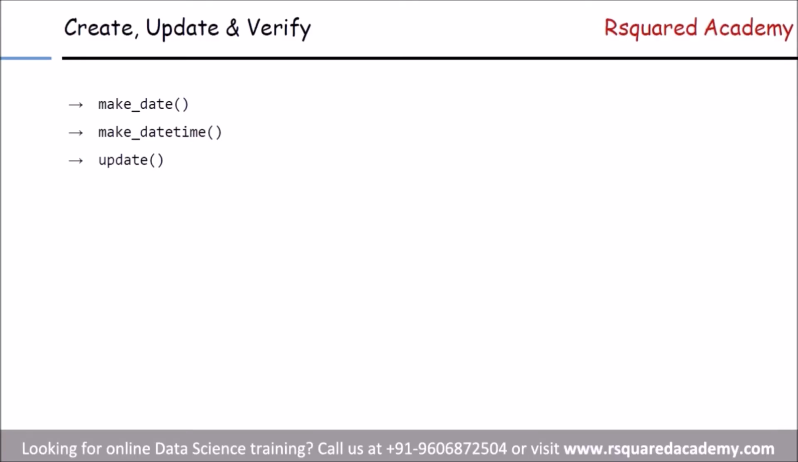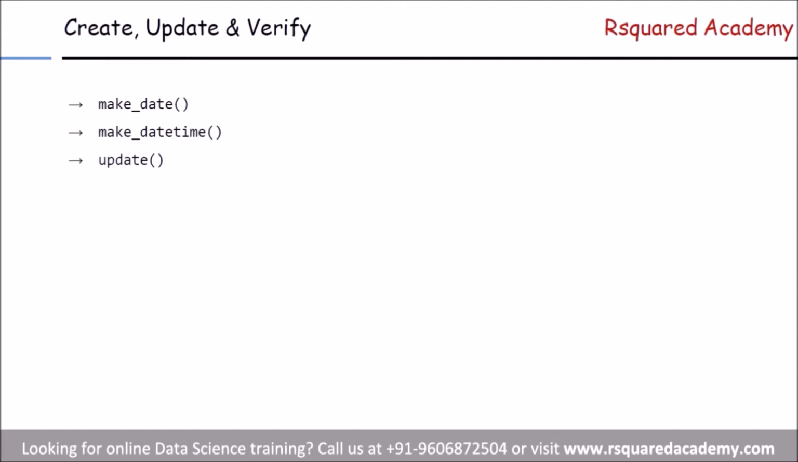So we look at make_date to create date objects, and make_datetime to create date and time objects, that is those objects which include both the date component as well as the time component, and another function, update, which will allow us to update different components. It will allow us to update the year, month, day, hour, minute and second.